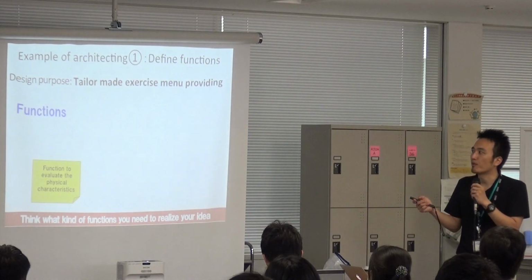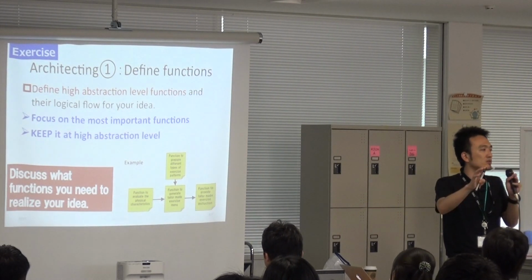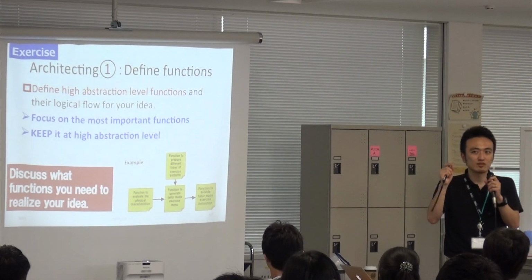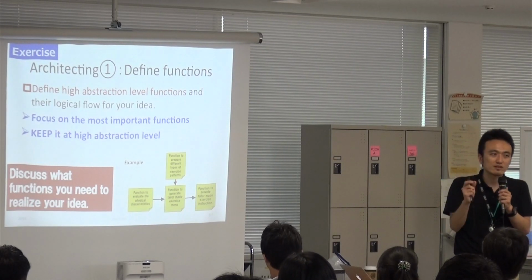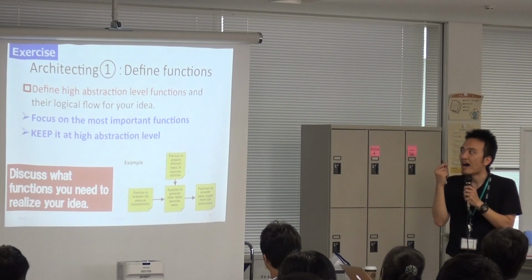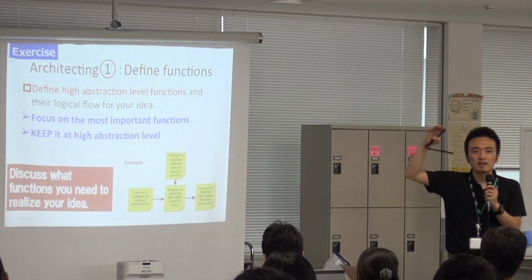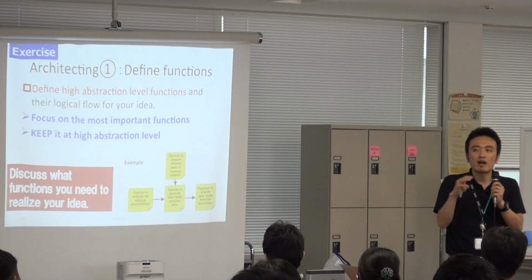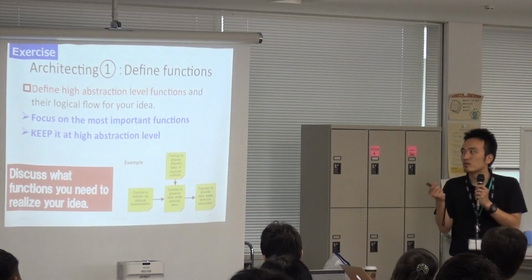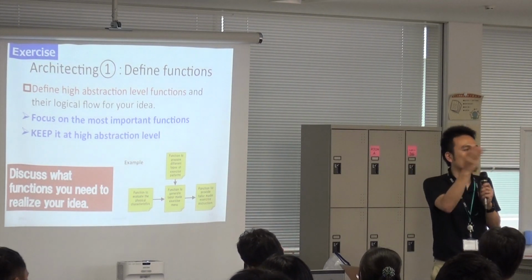Like I said, a very important point is that you need to focus on the most important functions. Don't talk about bells and whistles yet. Meaning, don't get into small details. Try to focus on very important ones only. And again, keep it at a high abstraction level. Some of you may be good at controlling the abstraction level, some of you may not be. Collaborate. Collaborate. And discuss what functions you need to realize your idea, the idea that the guy or she has.